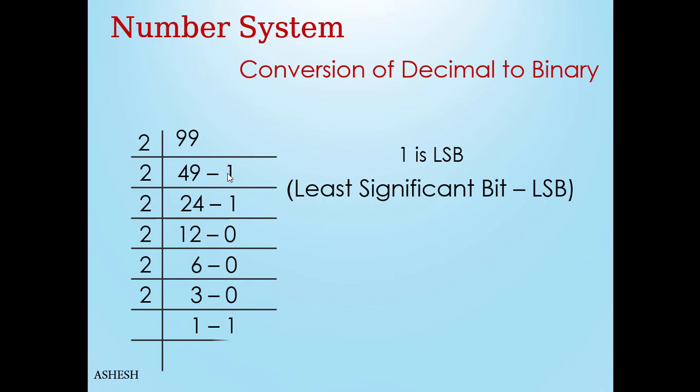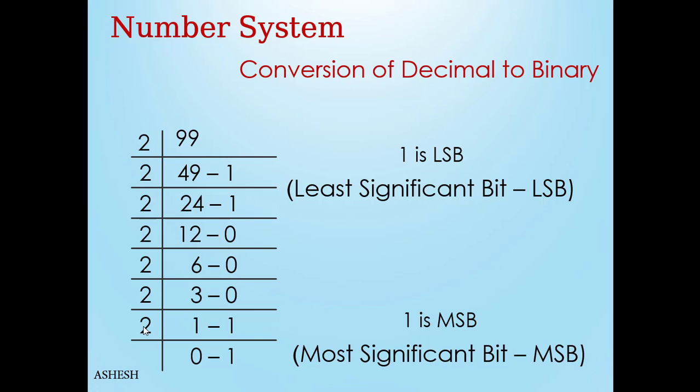But now we have to divide that quotient by 2, but that quotient is less than 2. Since the quotient 1 is less than 2, it is not possible to divide 1 by 2. So the quotient is 0 and that 1 will be the remainder. That 1 is called MSB, meaning most significant bit.